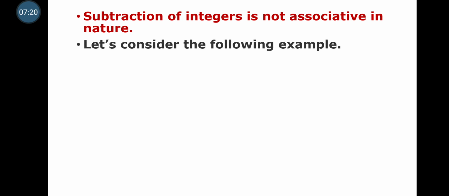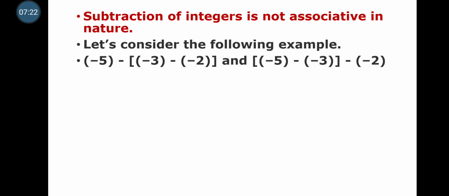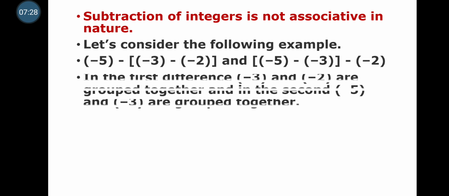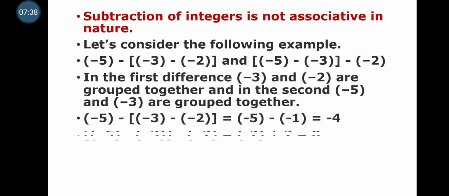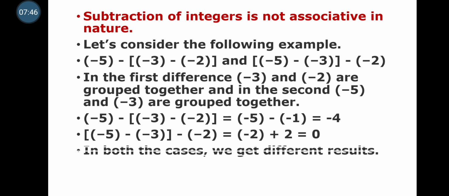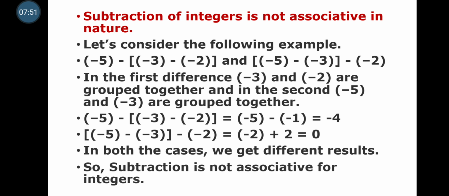Subtraction of integers is not associative in nature. The method we followed for addition, if you do it for subtraction, it will not be the same. In the first difference, minus 3 and minus 2 are grouped together, and in the second, minus 5 and minus 3 are grouped together. In the first case you will get minus 4. In the second case you will get 0. So minus 4 and 0 are not the same. That means subtraction is not associative for integers.